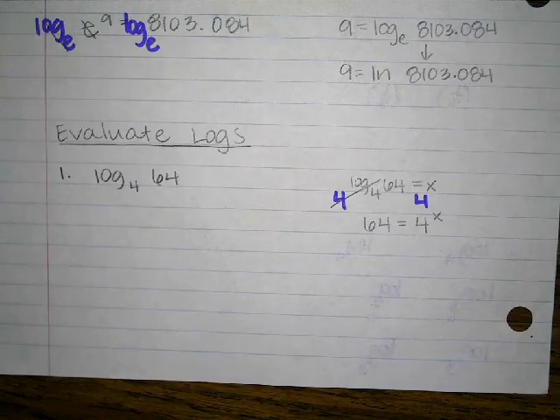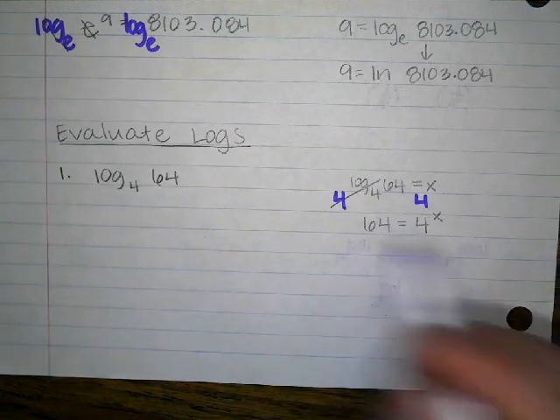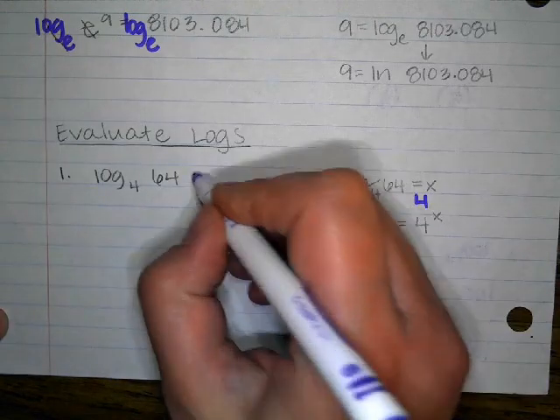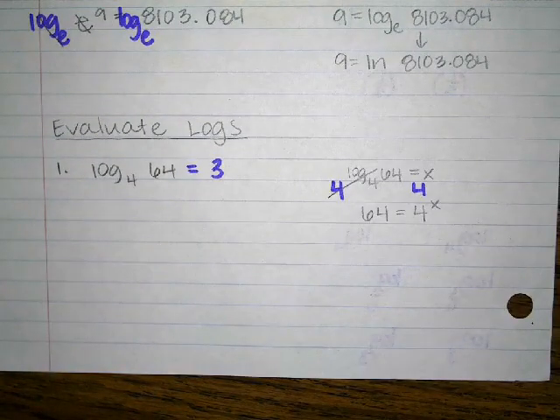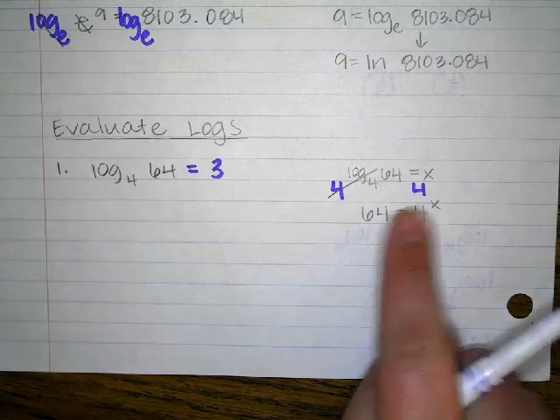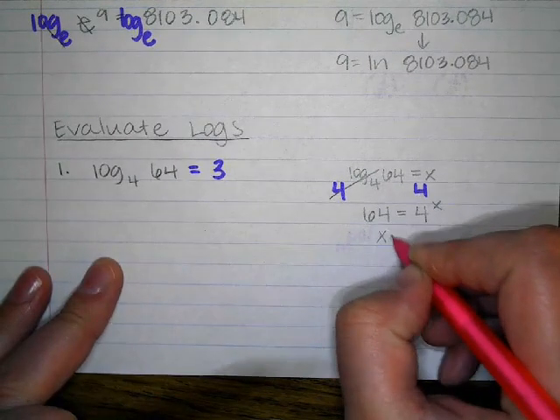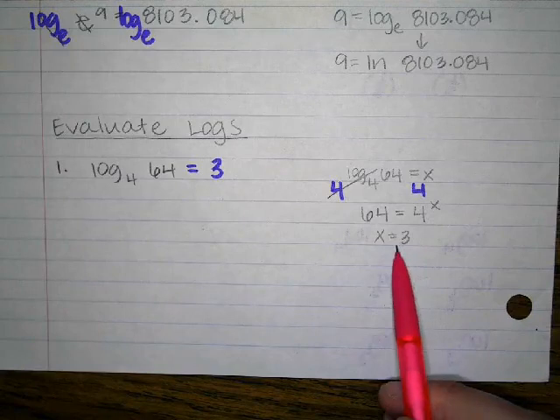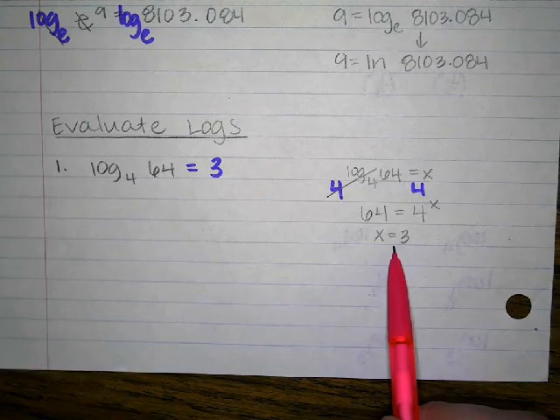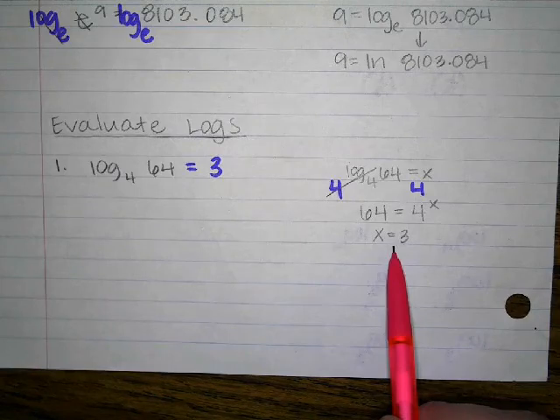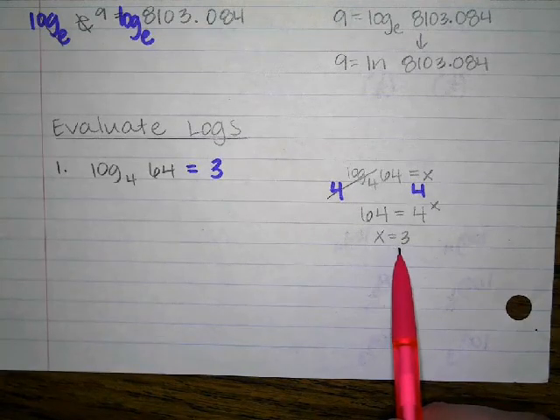4 to what power is 64? 4 to the third power is 64. And so that means it's going to equal 3. And then over here you'd say, oh, equals 3. So this work over here is not the answer. We're not proving it, and you're not going to circle x equals 3, because the original problem did not have an x in it. We are just coming over here and saying it equals 3. Does that make sense? Okay, let's try another one.